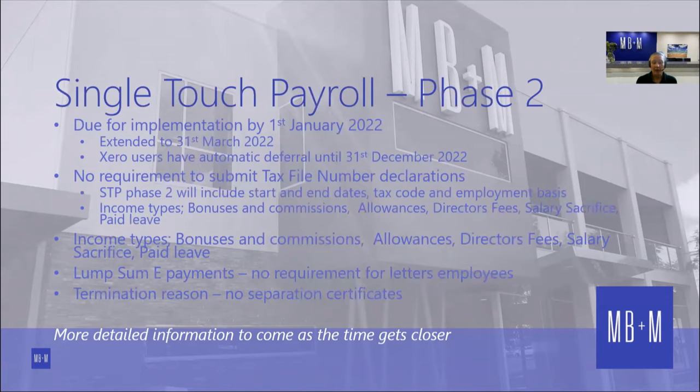So just so that you're aware, it was originally due for implementation by the 1st of January 2022. That has been extended by the ATO until the 31st of March 2022. If you are a Xero user, you do your payroll through Xero. They have an automatic deferral until the 31st of December 2022 on your behalf. So if you are using Xero to lodge your payroll, you've essentially got about 12 months to get it up and sorted. If you are a Xero user, you will already have started seeing some changes in your payroll file.